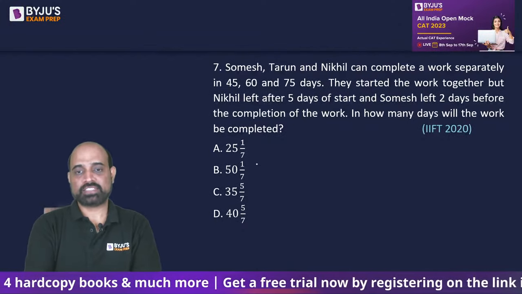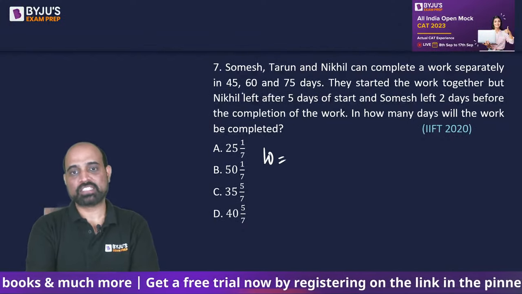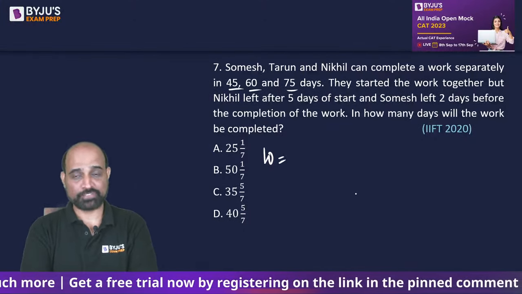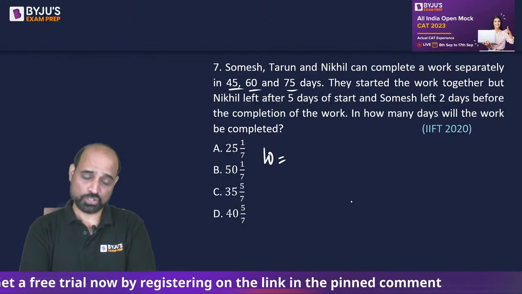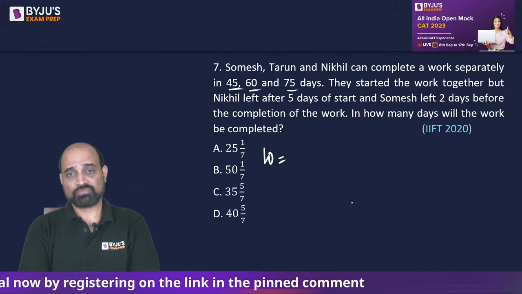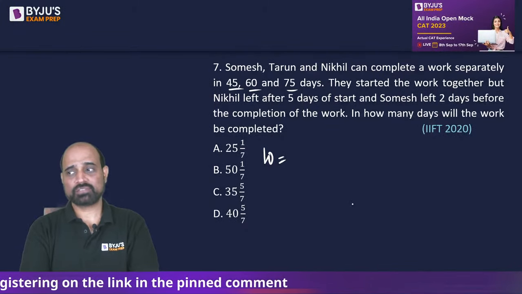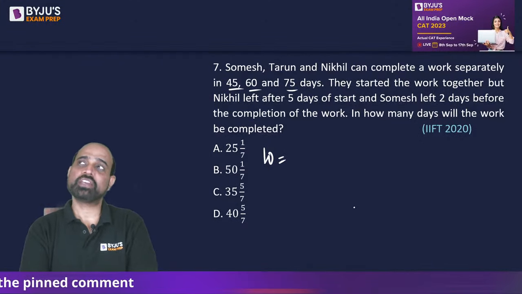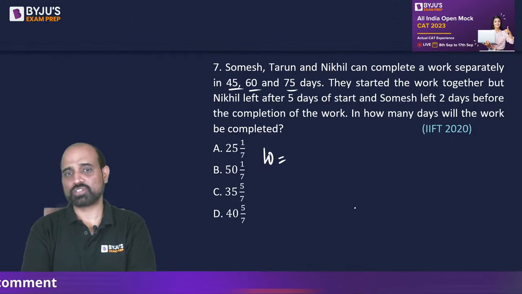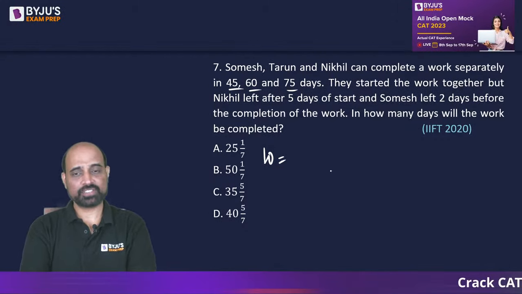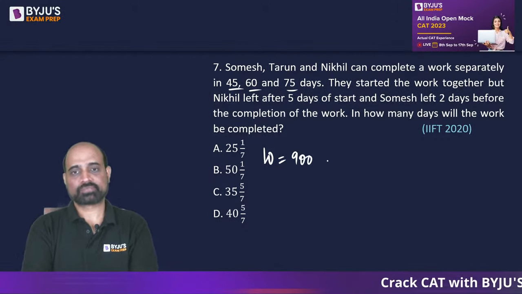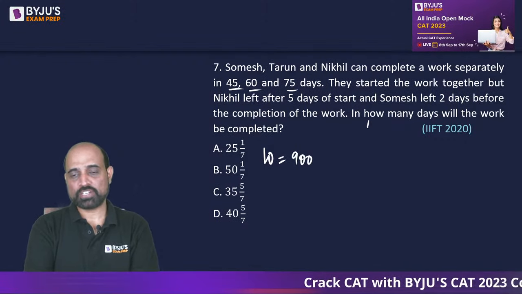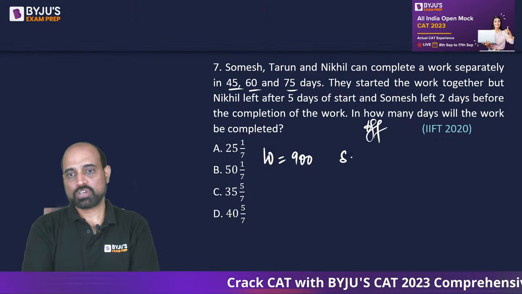Well, let's take the total work to be the LCM of 45, 60 and 75, which I think should be 450. 450 won't work because that's not in the table of 60, right? So 900. So what will be the efficiency of Somesh now?